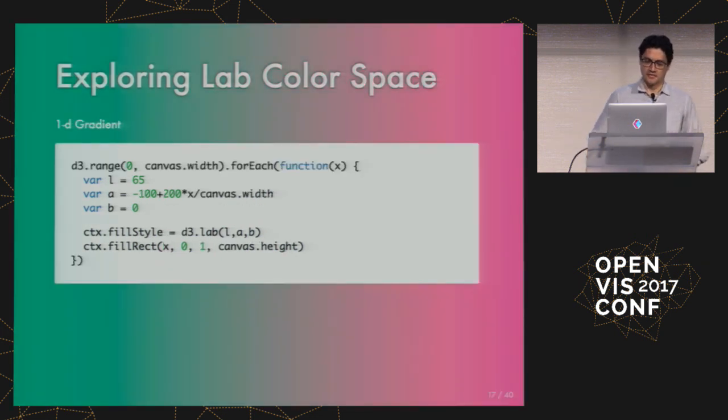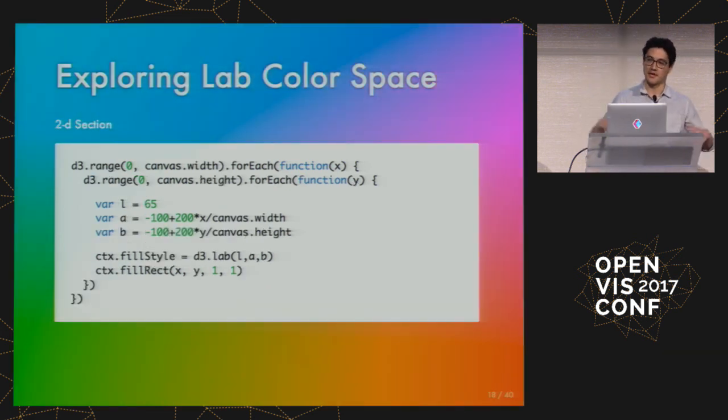We can make a 1D gradient out of this by using D3 range to create an array the same width as the canvas, and then we iterate through this array using for each. So we're doing something on every pixel of this canvas. This little mathy bit ends up going from negative 100 to 100, which are the valid values for this A parameter in lab space. For each one of these, it draws a slice full height all the way across the canvas. We can take a 2D section of the lab space by nesting yet another loop and doing the same thing on the B parameter.